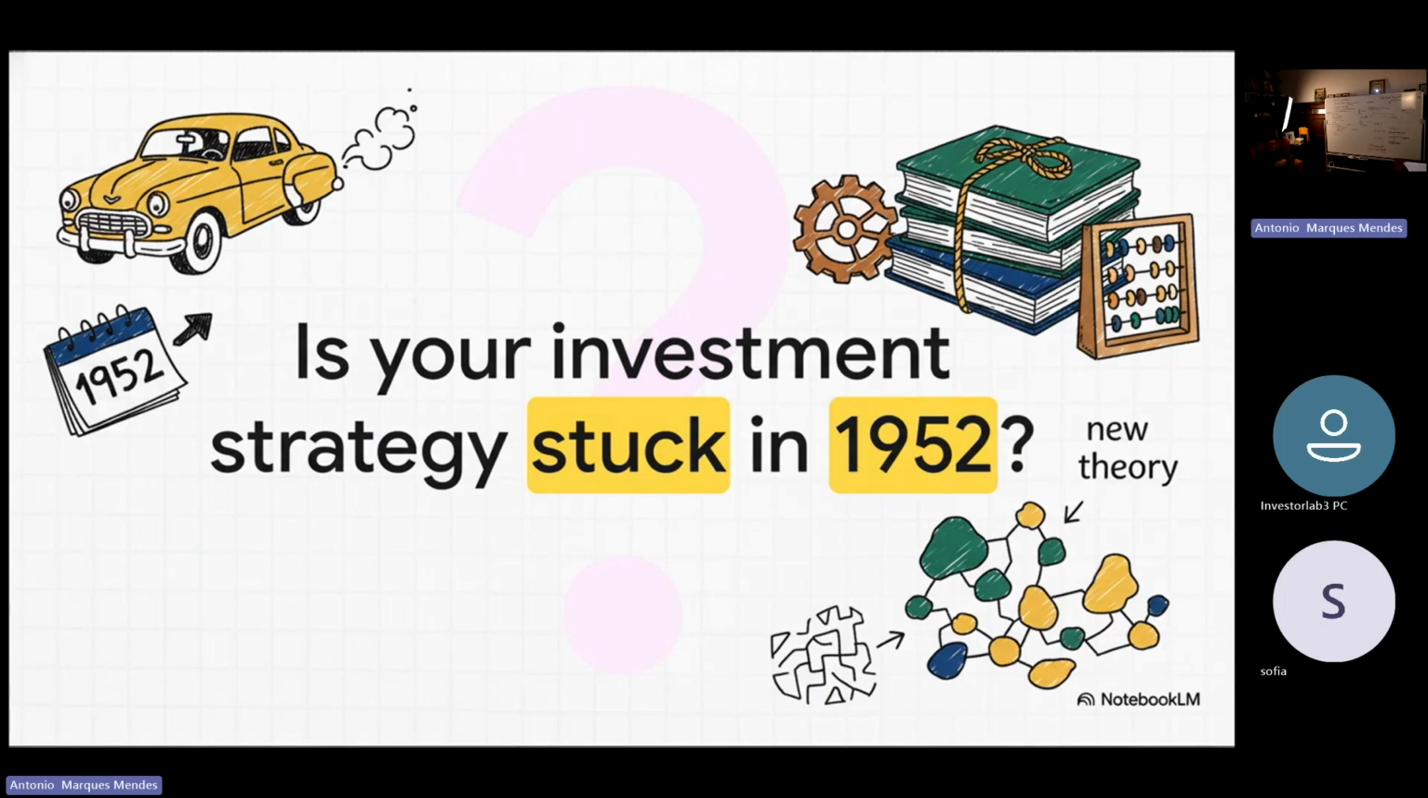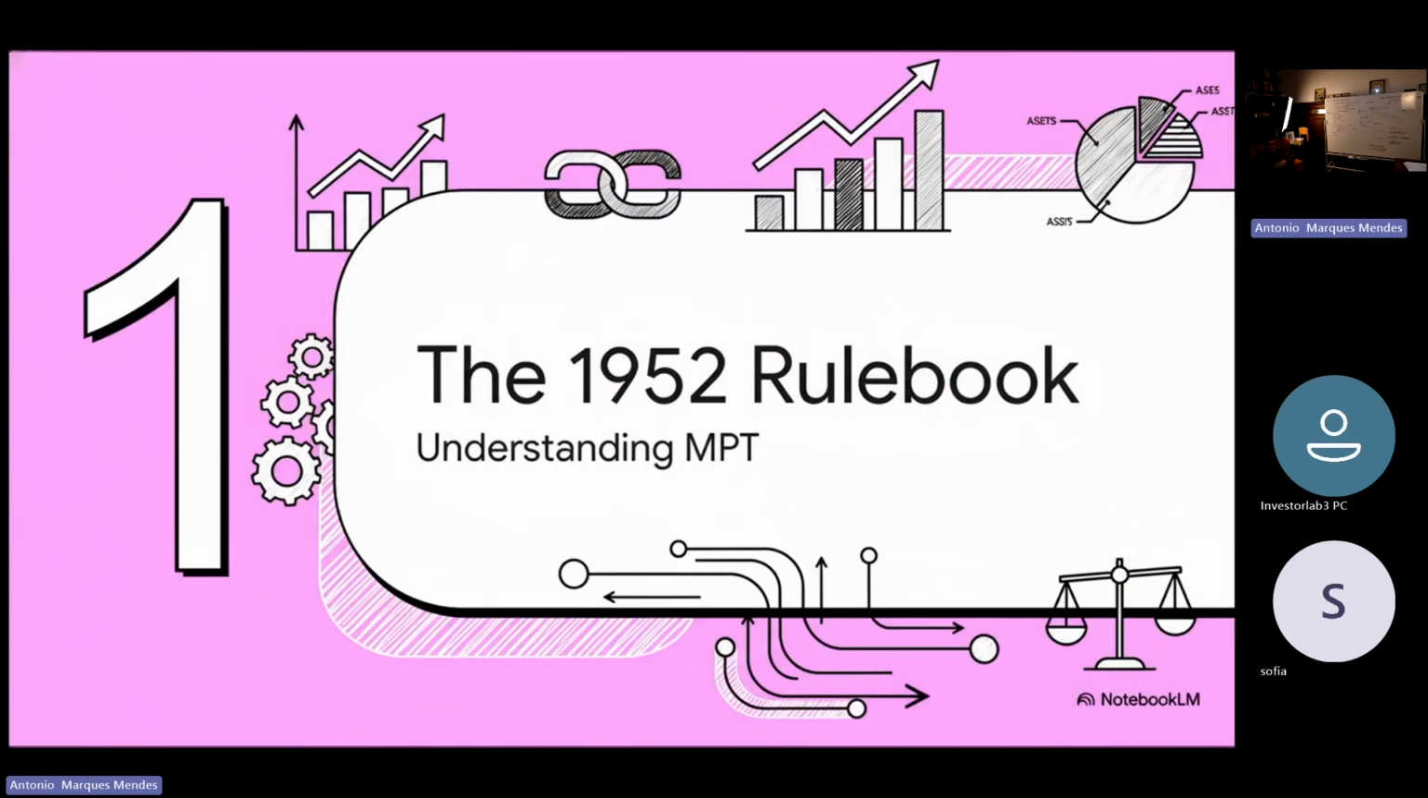Seriously, because there is a very good chance that the portfolio sitting in your retirement account right now is built on a rulebook from that exact year. So, to figure out where we're going, we first have to understand where we've been. Let's crack open that 1952 rulebook and talk about a little something called modern portfolio theory.